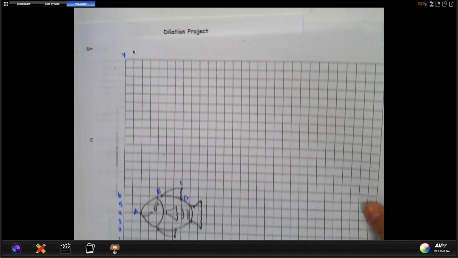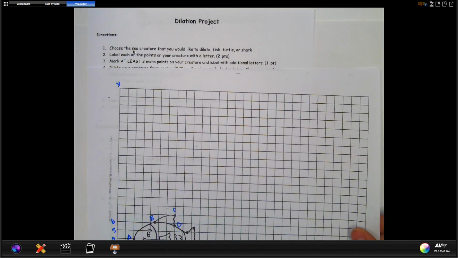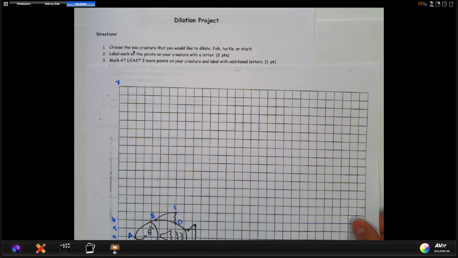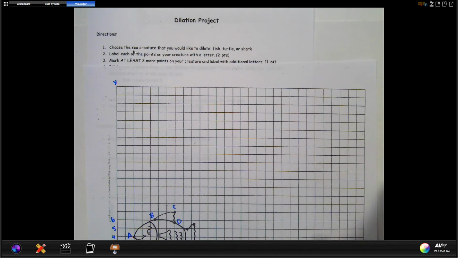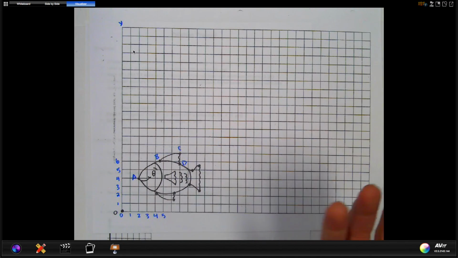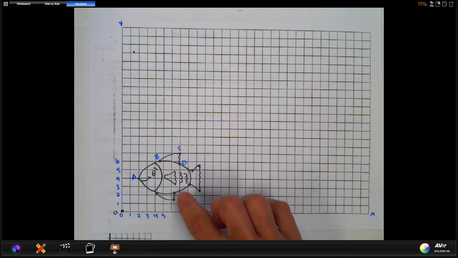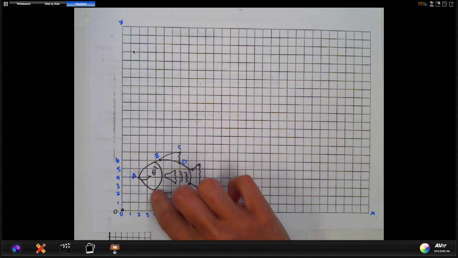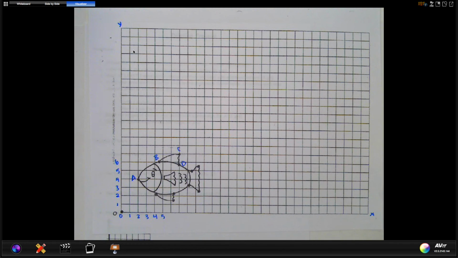Then the next thing you're going to do, according to the directions, is you're going to mark at least 3 more points on your creature and label them with additional letters. So there are several that are already marked, but for example, on the fish, there's nothing marked on the fin. Maybe you want to mark the gill, something else. So you need to put 3 more dots of your own where you think they should go. And you can do more if you want as well.